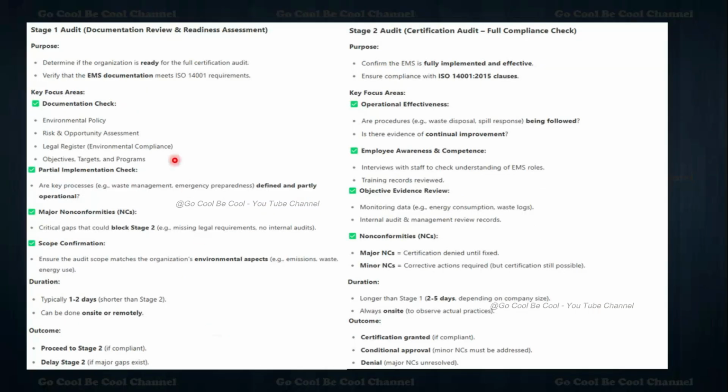Stage 1, please understand, my dear friends, you can learn many things. Stage 1 audit is documentation review and readiness assessment. The purpose is to determine if the organization is ready for the full certification audit, and to verify that the EMS documentation meets ISO 14001 requirements. Key focus area is the documentation check: the environmental policy, risks and opportunities, legal register, objectives, targets and programs. A partial implementation check we can also have.